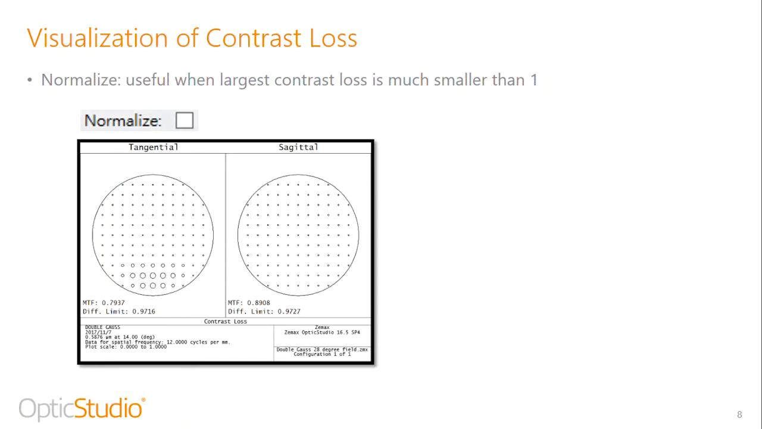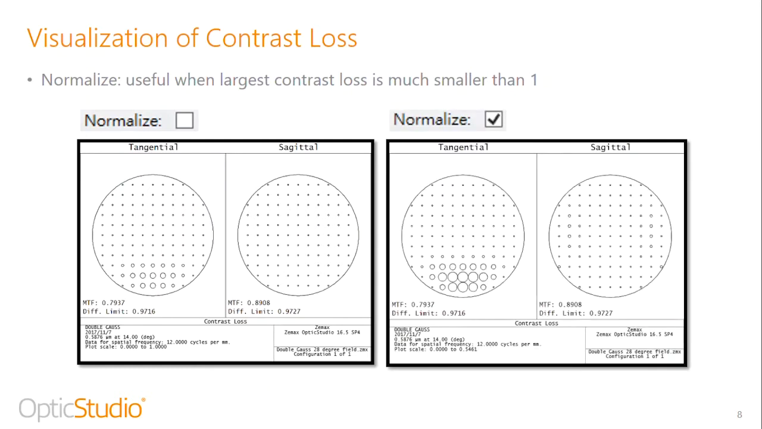Now let's look at the option normalize. Sometimes when the optical system is near perfect, or when we choose a low spatial frequency in the contrast loss map, it is possible that the maximum contrast loss over the pupil is too small to be read. In this case, we can check normalize to scale all circles so that the maximum value in a plot is displayed at the maximum allowed circle size. When normalize is checked, you can also see the plot scale displayed in the command area here to tell you the maximum contrast loss value in the map.